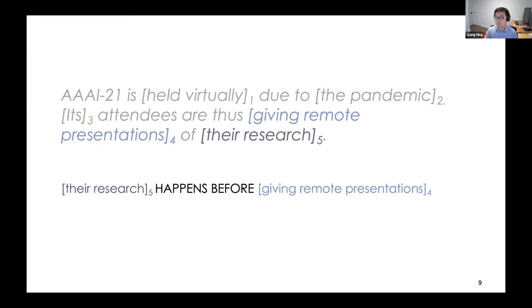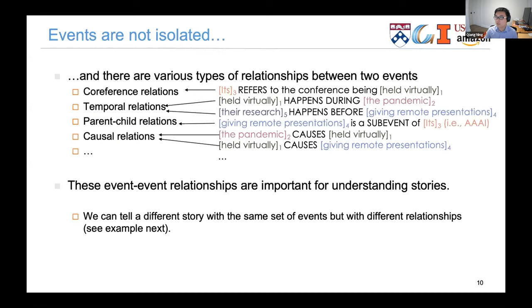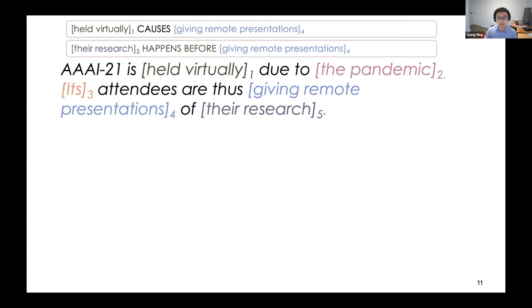So these event-to-event relationships are often the key for understanding stories. Basically, all of these relations I have just read are those relations that we care about. And that's the understanding we have generated in our minds about this story. We know that the same events can actually tell a different story if their relations are different. This is a passage we just saw, where I want to highlight two relations. Held virtually causes giving remote presentations, and their research happens before the presentations.